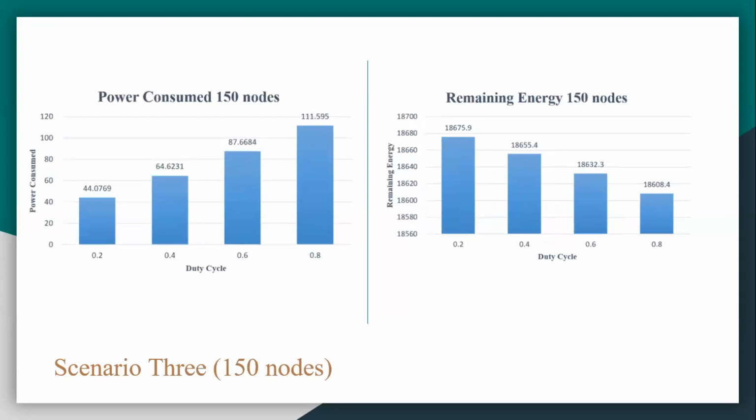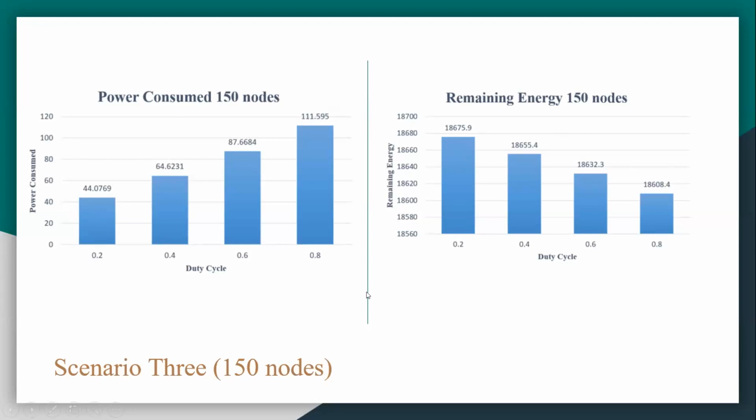In scenario 3, we use 150 nodes to further expand the network while maintaining the same work environment and simulation settings as scenarios 1 and 2. This allows us to observe the impact of an even larger network size on energy consumption and overall network performance. The left side figure illustrates the power consumed, and the right side the remaining energy. We can see that a higher duty cycle leads to an increase in power consumption, while increasing the duty cycle decreases the remaining energy.